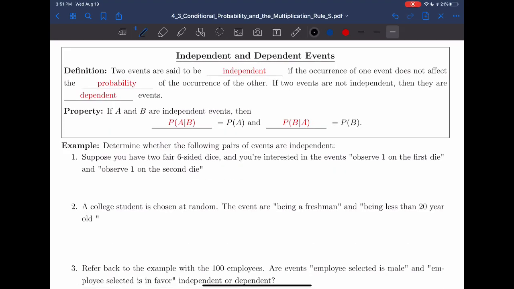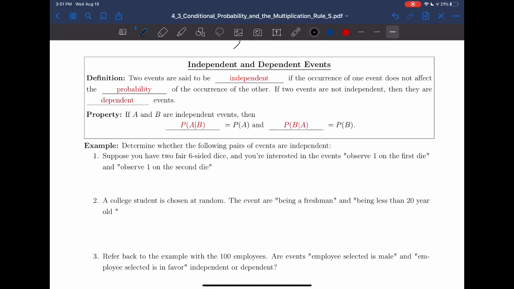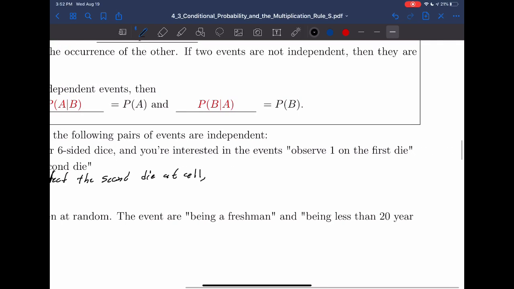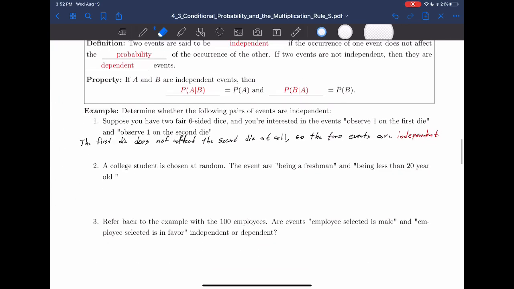Let's consider some examples and determine whether they're independent or dependent events. So suppose you have 2 fair 6-sided dice, and you're interested in the event of observing 1 on the first die and observing 1 on the second die. Notice that the first die does not affect the second die whatsoever. So that tells you that these 2 events are independent, because one event doesn't affect the other event.